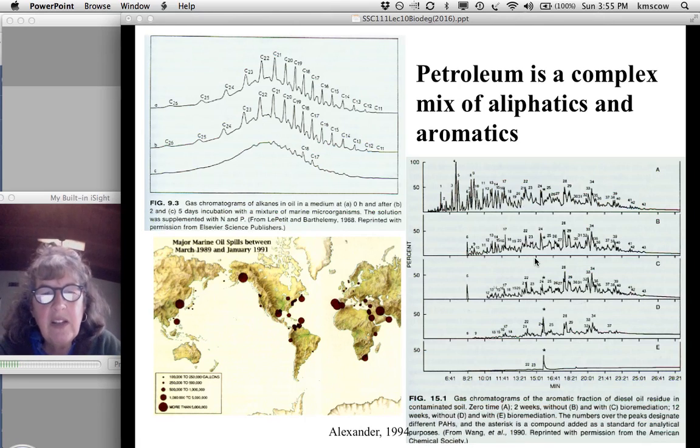And similarly, here's a mix of aromatic compounds, same deal, showing at the beginning of time, and then showing you with and without bioremediation. But just look at the changes in these peaks. You can see at the beginning there's a whole lot of different peaks, and they're quite high. And over time, they're going to be diminished as microbes degrade it, assuming they can degrade it. And actually, a lot of compounds in petroleum are pretty degradable.